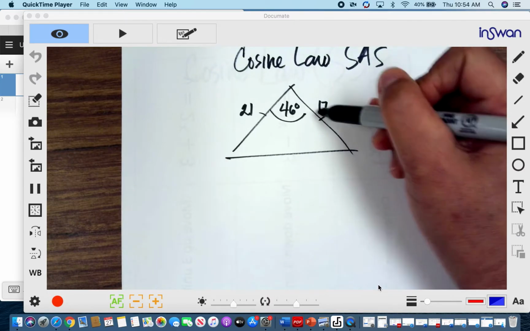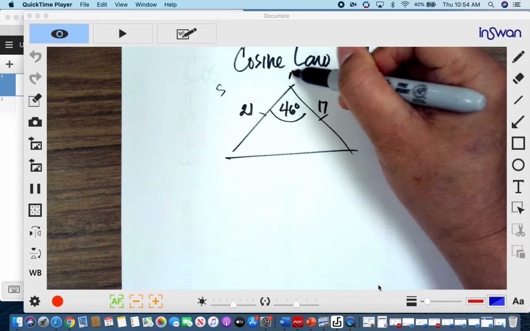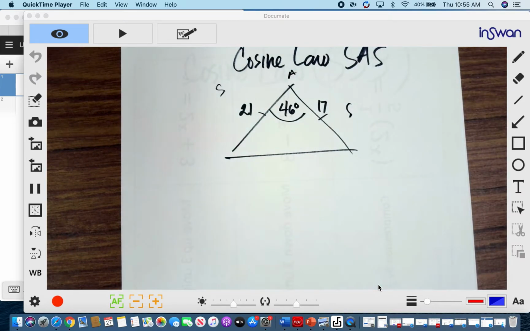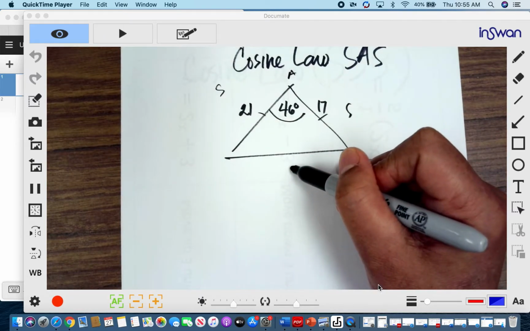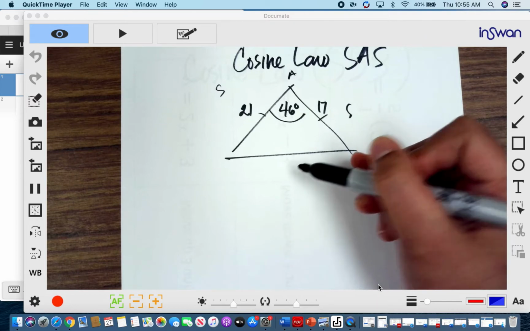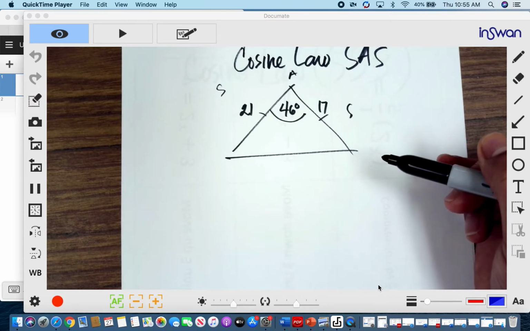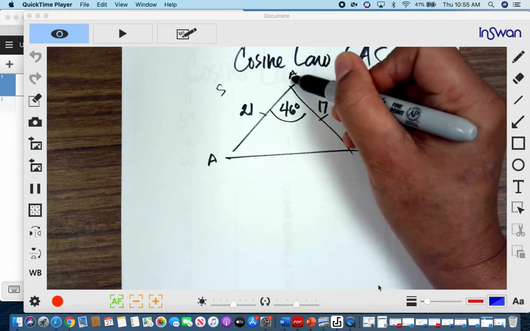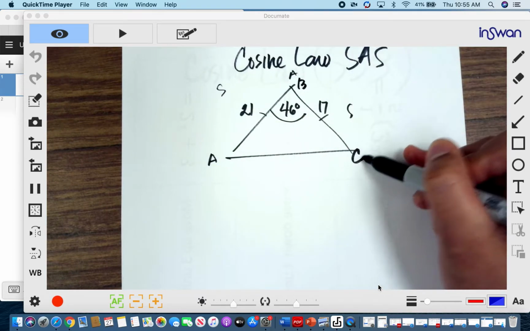This is a situation of SAS. So you have a side, you have an angle, you have another side. So therefore, we need to solve for the third side, which is this. Because to use cosine law, you have to identify all the three sides first. So let's figure out the parts of our triangle.